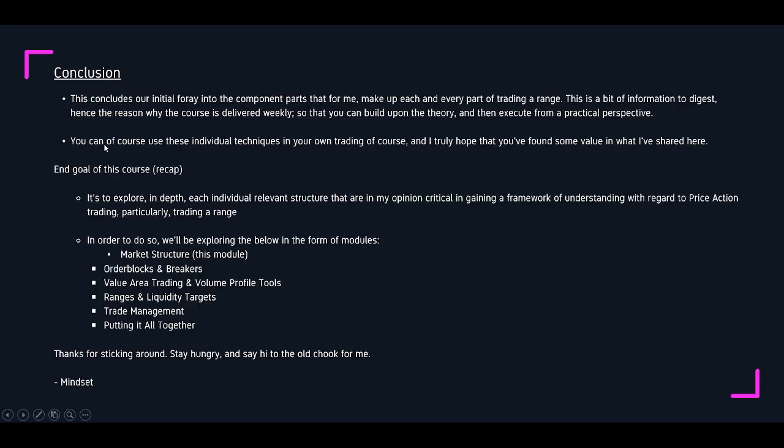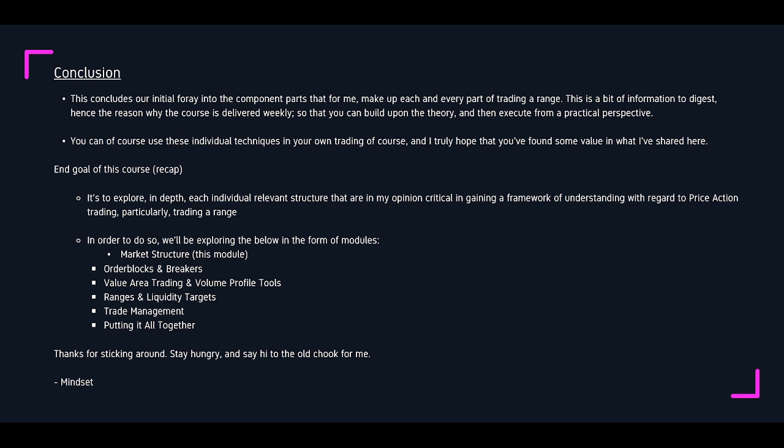So, conclusion. This concludes our initial foray into the component parts that for me make up each and every part of trading a range. So this obviously is a step up from what you've just seen in this whole PDF or video, whichever one you're watching or reading. It's a bit of information to digest, hence the reason why the course is delivered weekly. So I can get a PDF out to you for a bit of theory, and then we can talk about it on a Wednesday, and then do a bit of a shooting of the proverbial on a Sunday or something like that, or a Saturday. But I'll think about how we can do that. That's on YouTube or something like that.